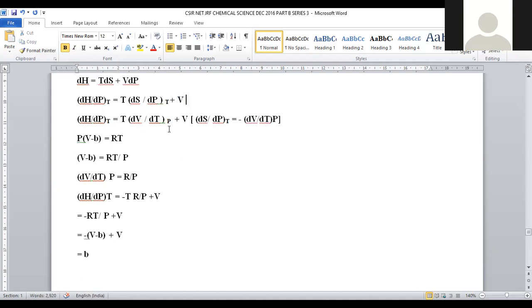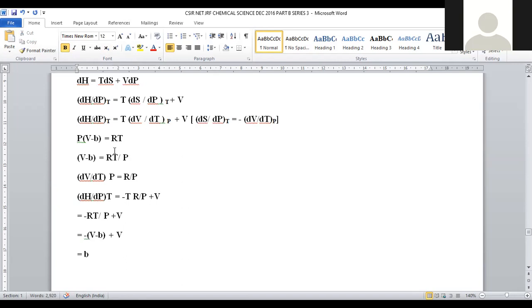So this is the equation we got. Now (dH/dP) at constant T is equal to T (dS/dP) at constant T plus V. Using the Maxwell relation, it can be represented in this manner also, that (dS/dP) at constant T is given as minus (dV/dT) at constant P. So this P should be a superscript, okay? That is given as minus (dV/dT) at constant P.